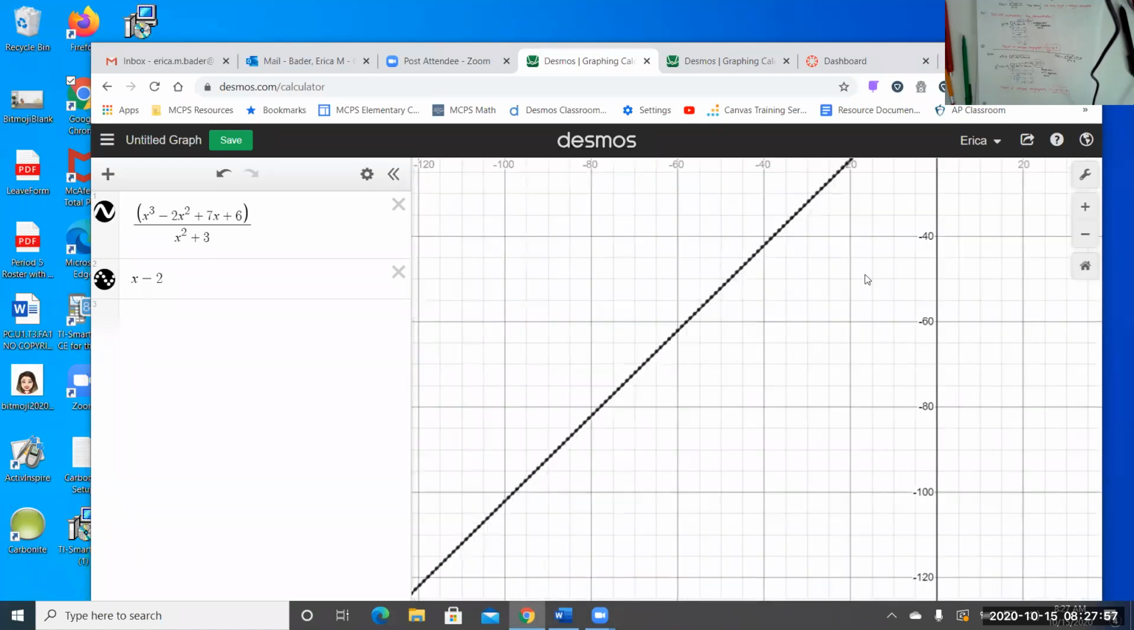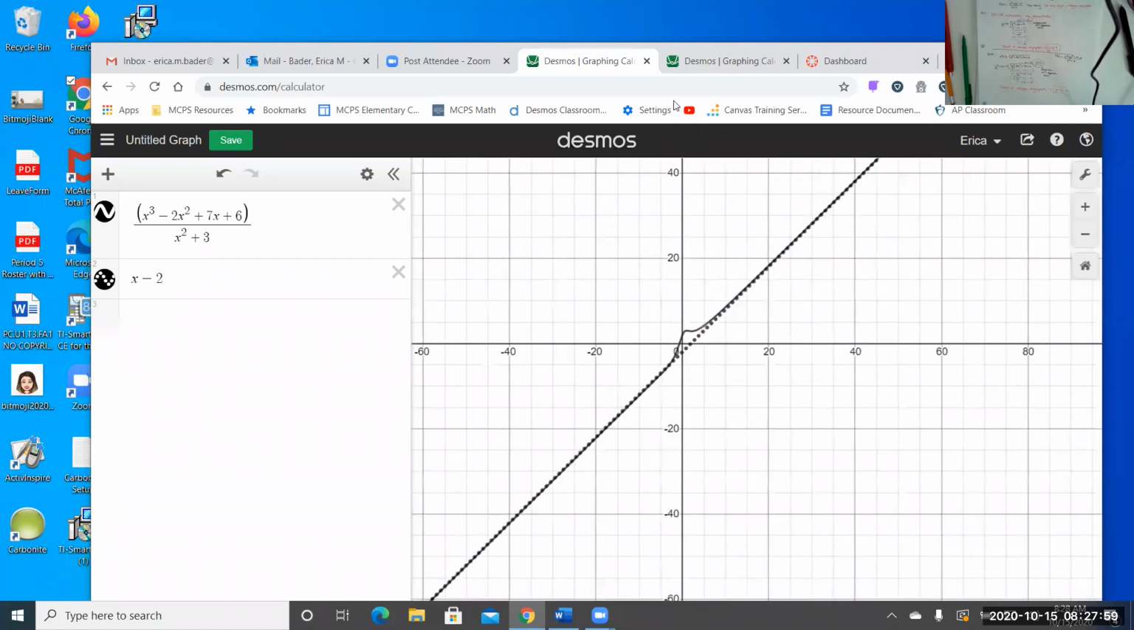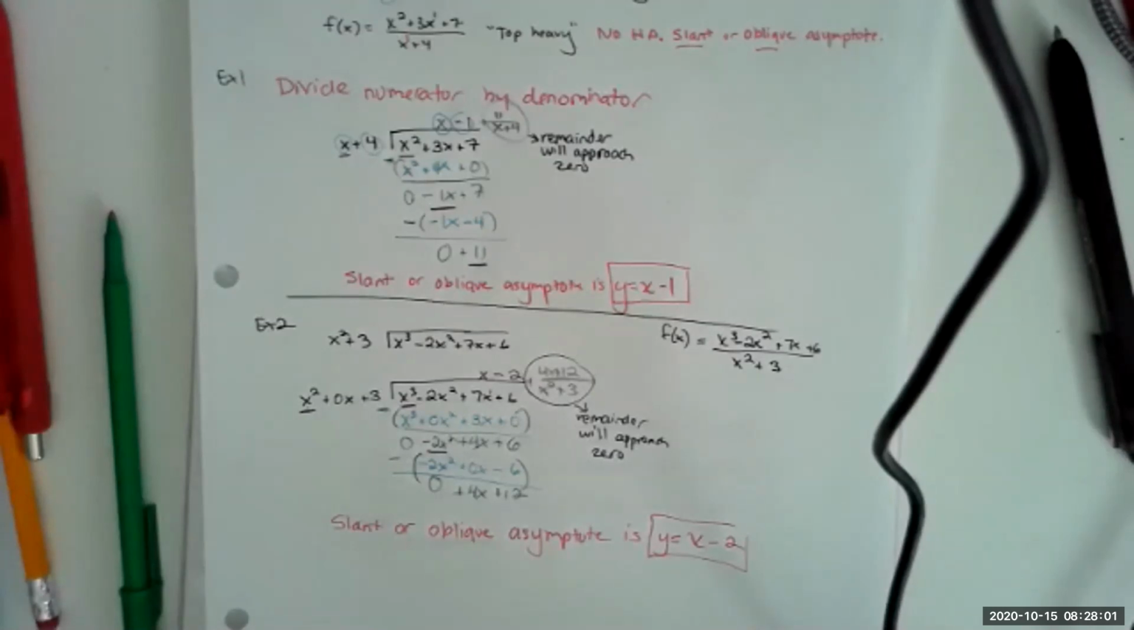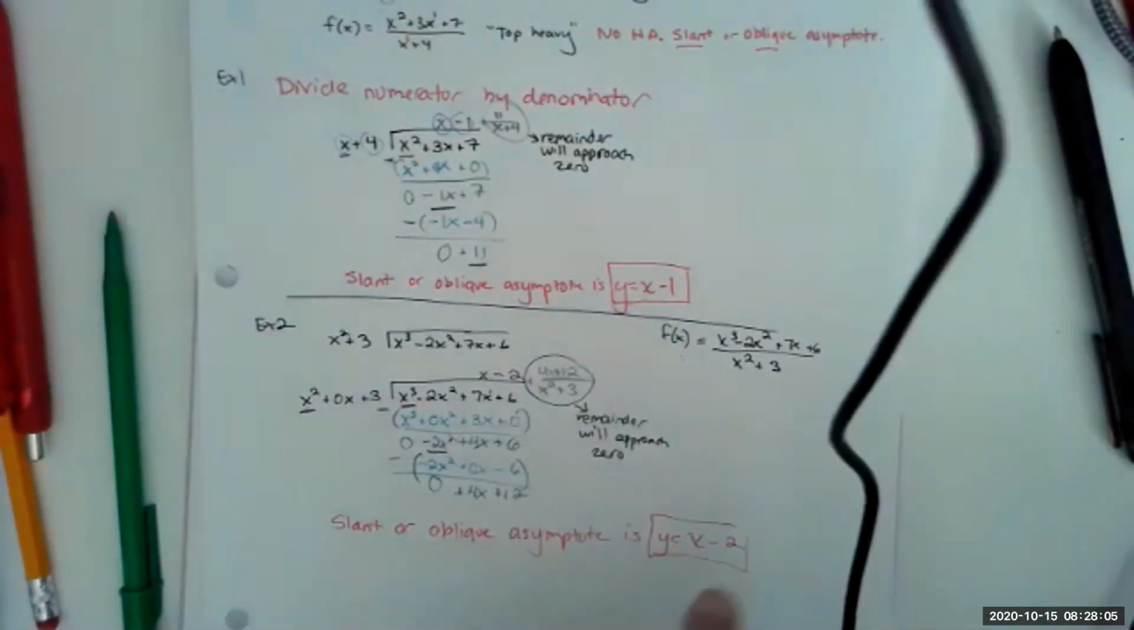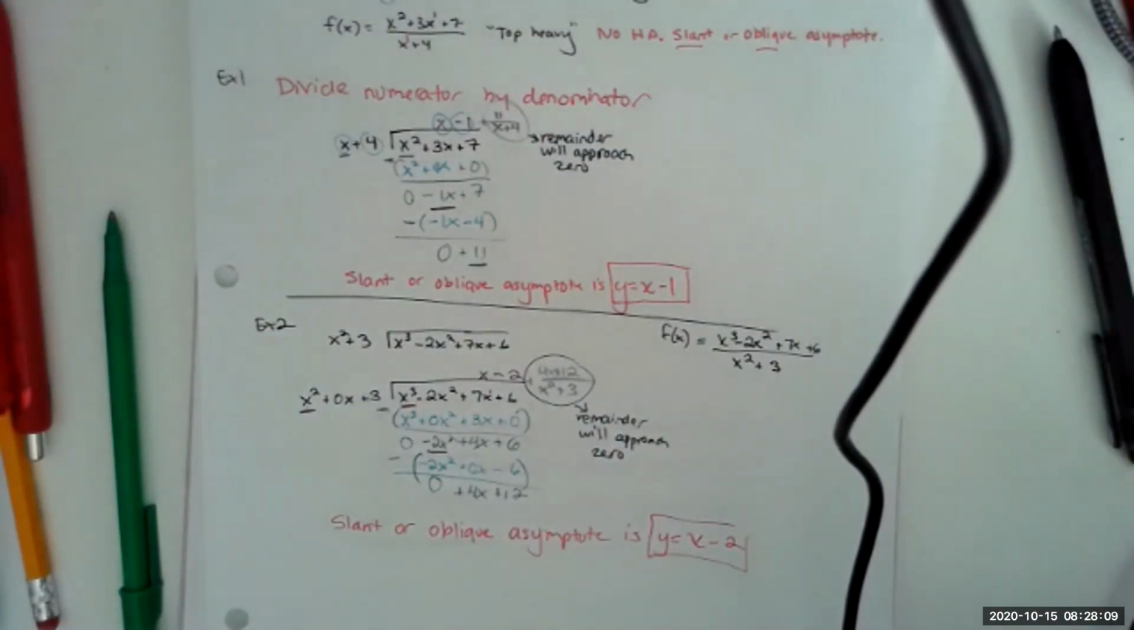Okay, so that is how you see it visually. And again, like I said, we're not really doing the graphing with technology right now. We're just finding it algebraically, but that is how you find your slant or oblique asymptotes.